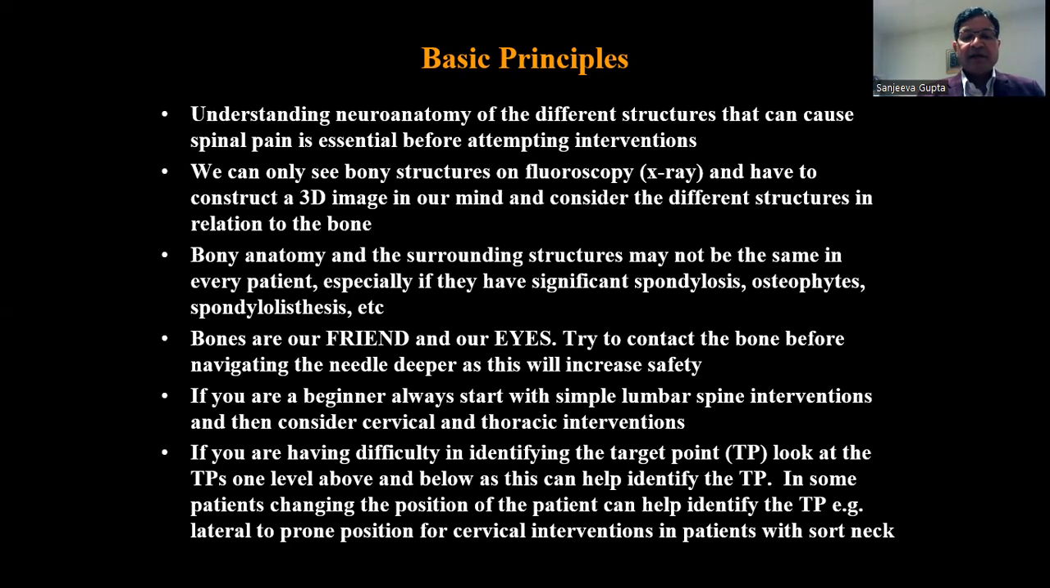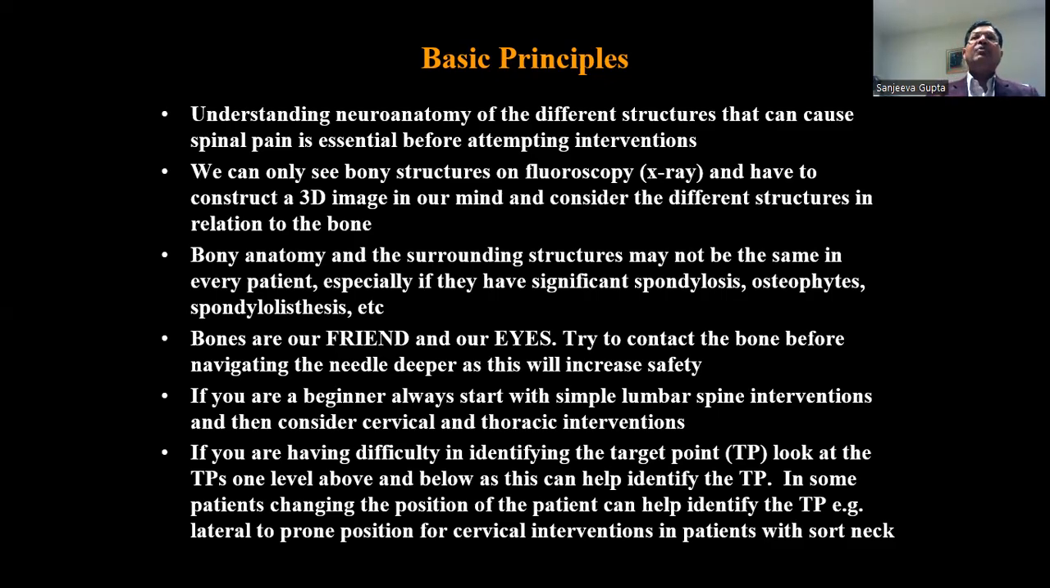If you're having difficulty in identifying the target points, look at the target points one level above and below, and this can help identify the target point in question. In some patients, changing the position, say for example, if I'm doing a cervical procedure or lumbar procedure, just changing the position of the patient or changing the view of the fluoroscopy, taking a break for a few seconds even, and reflecting on what is being done and looking at one level above, one level below, and then trying to judge where the target point could be.